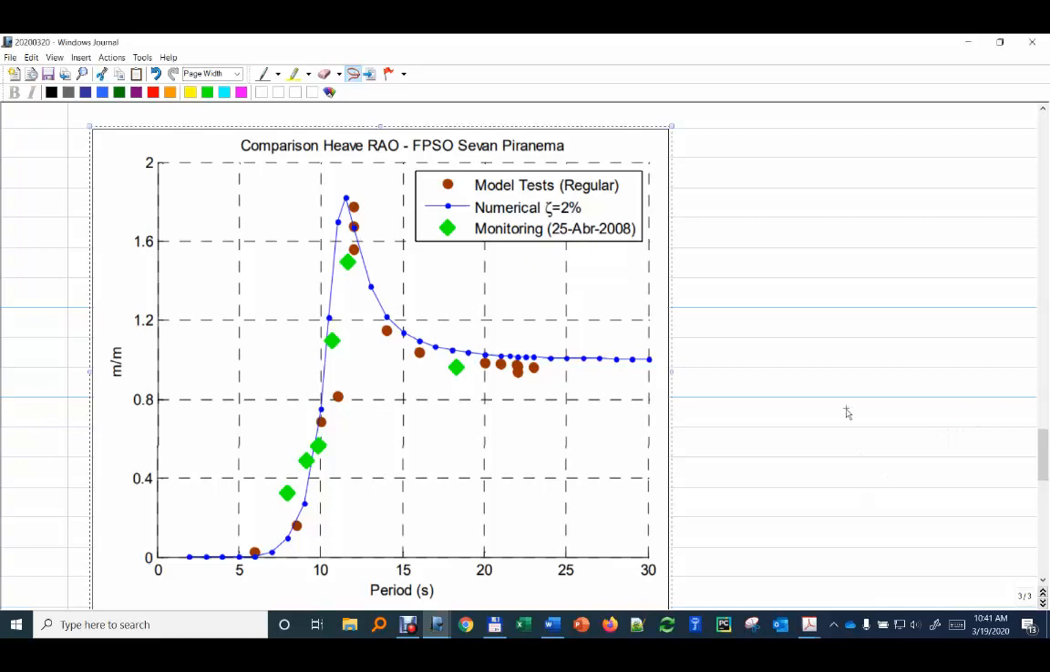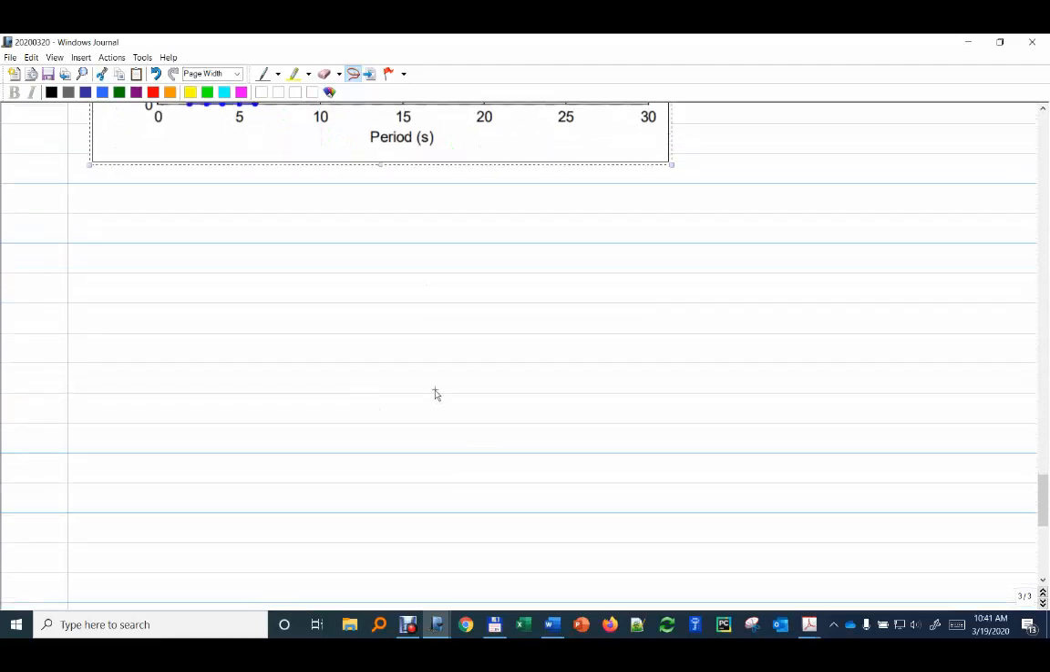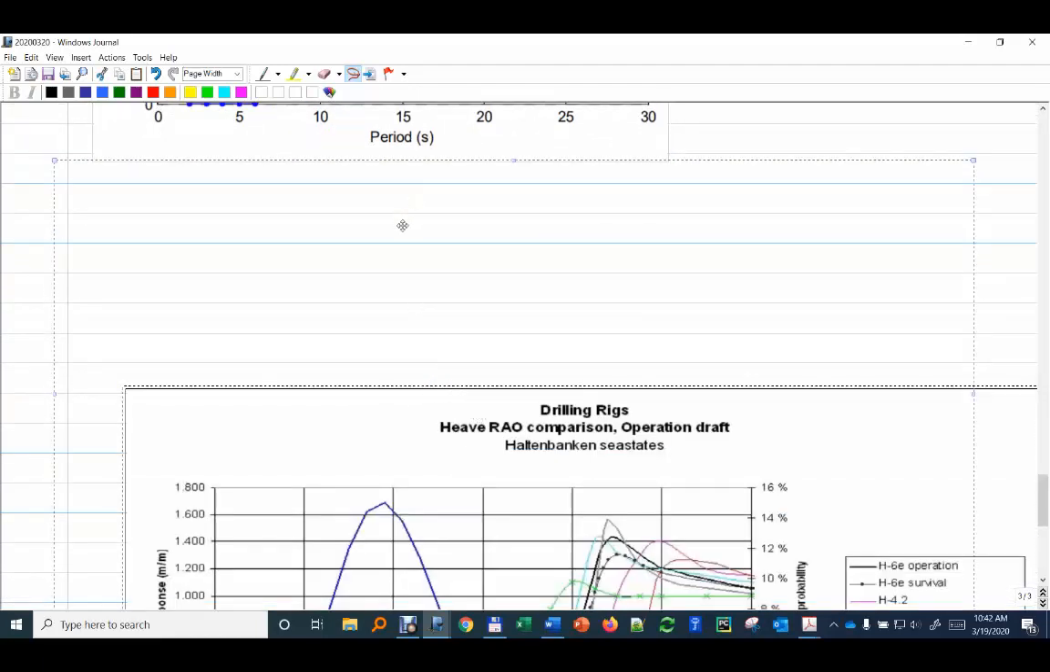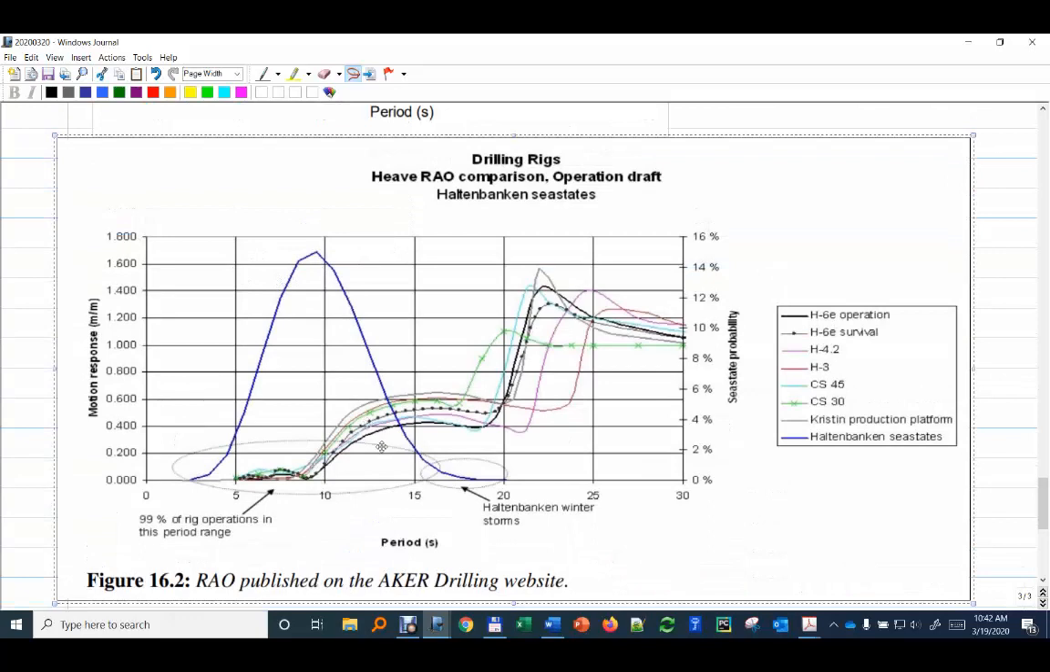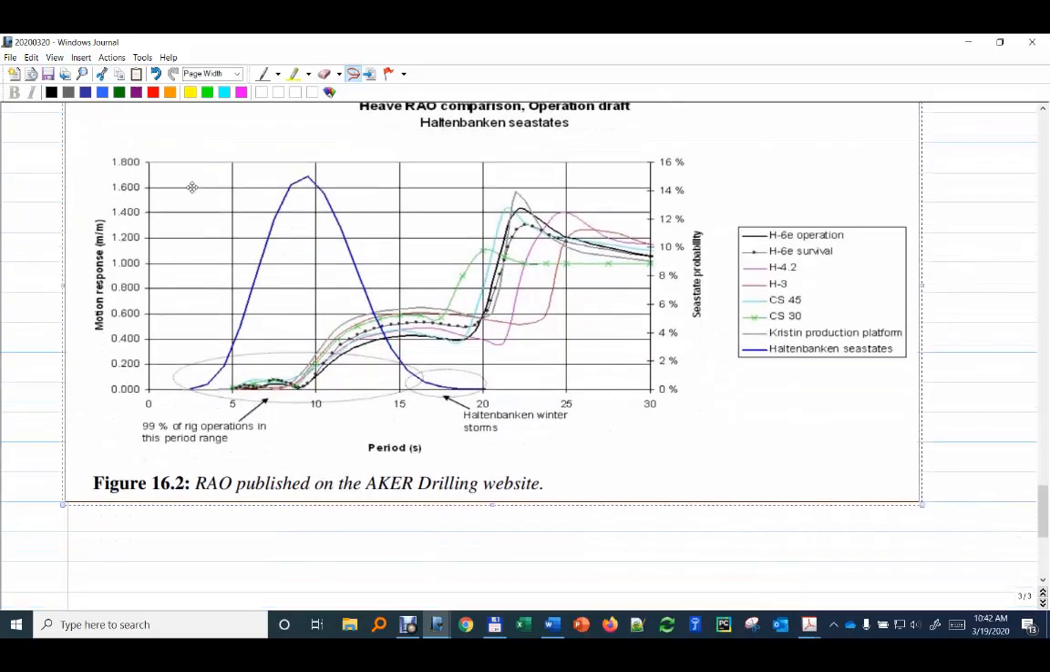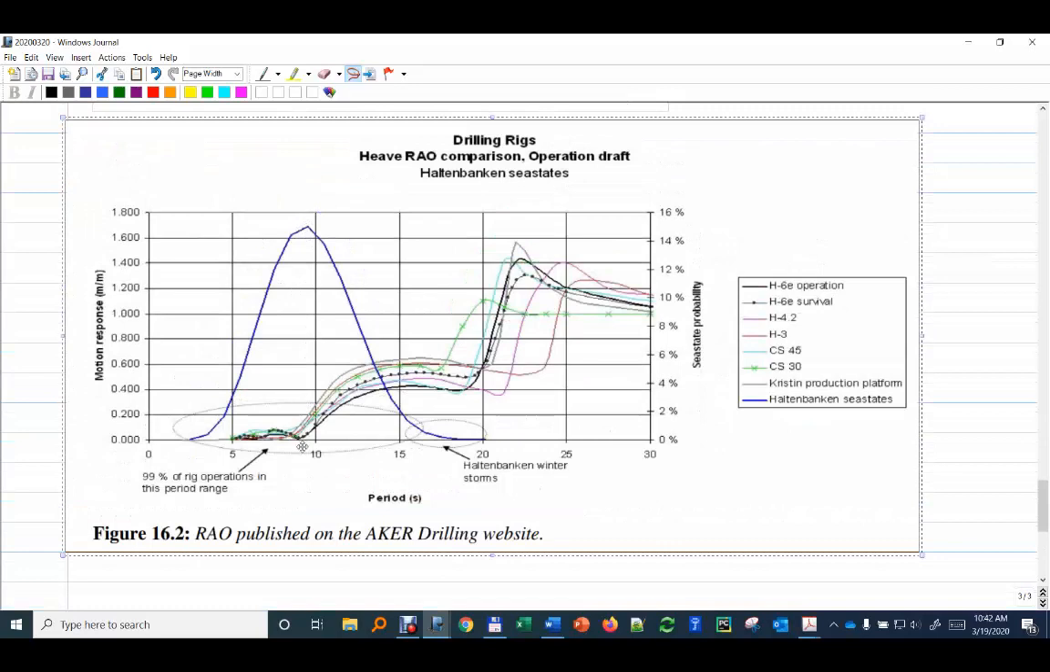Here there is another plot which is interesting. It shows the same plot, the rho versus the period for different types of structure, but it also shows the range that we have in our particular location. That's the Haltenbanken region, just offshore Trondheim, and you see that most of the waves are centered around 9. We are going to talk a bit about how we get this trend.